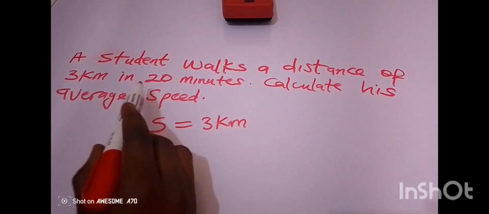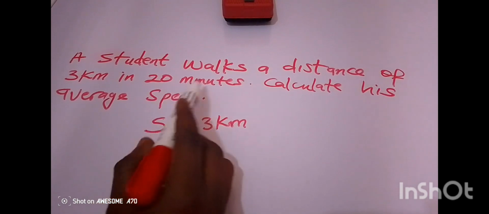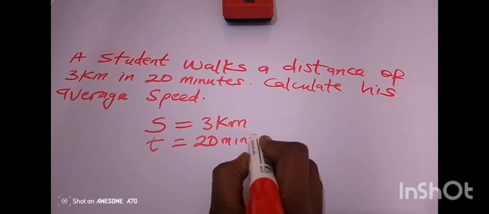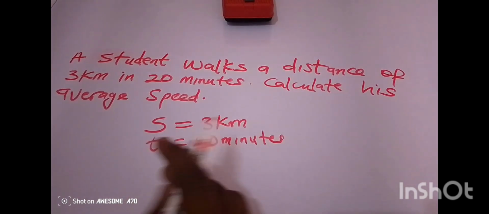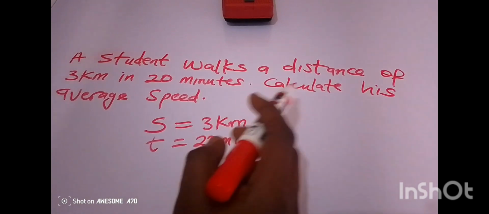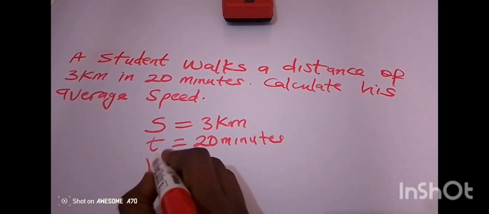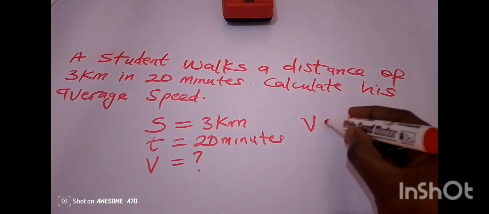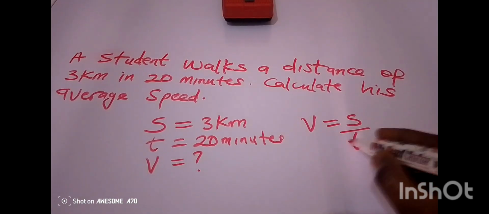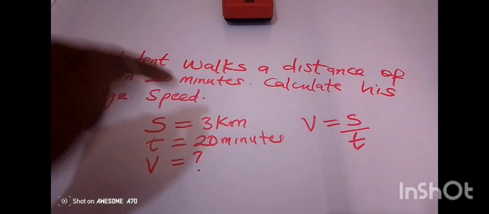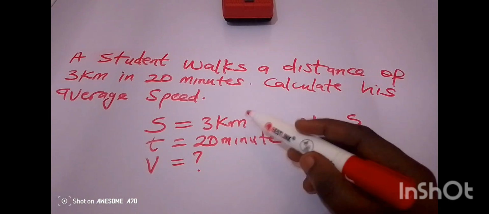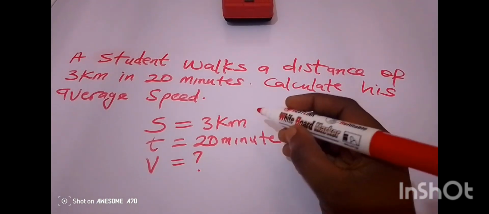Then when you read through, you discover that we have time, which is 20 minutes. So t is 20 minutes. Now we are asked to find the average speed, which is v, unknown. Looking at these parameters, the relationship between them is given as v equals s over t. But the 3 kilometers is not in SI units, and remember, distance must be in meters.